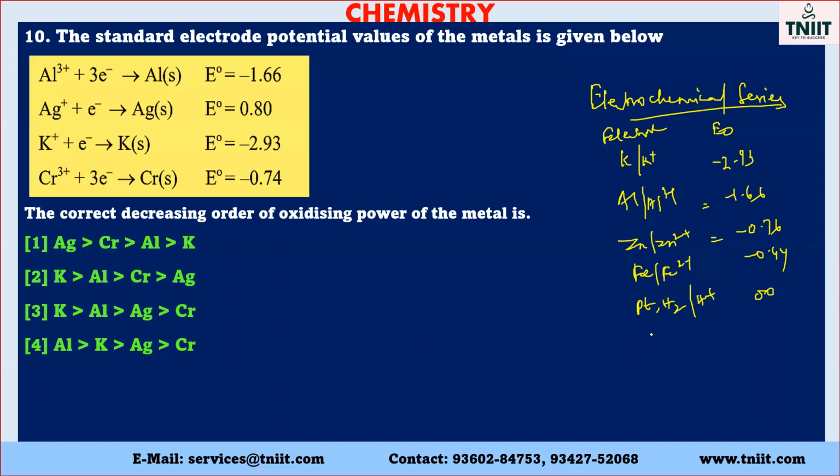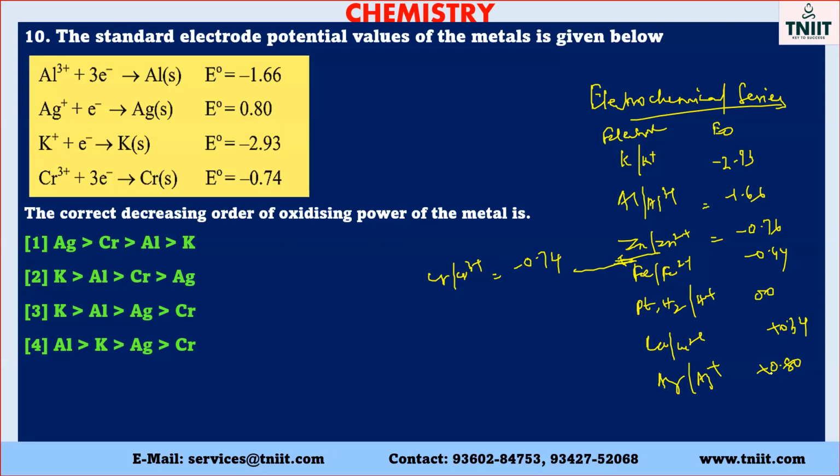Now we have chromium, they're mentioned here, right? So chromium, I should write here. So the chromium electrode has the potential minus 0.74 volts. And now we have one more electrode, maybe copper. The copper electrode will have potential plus 0.34, and silver, Ag plus, has 0.80 volt.